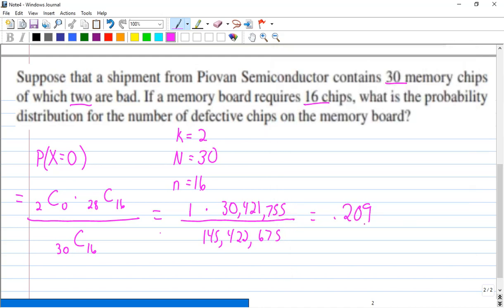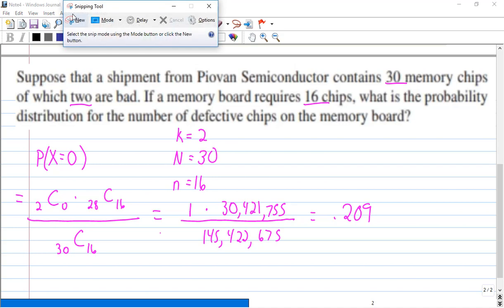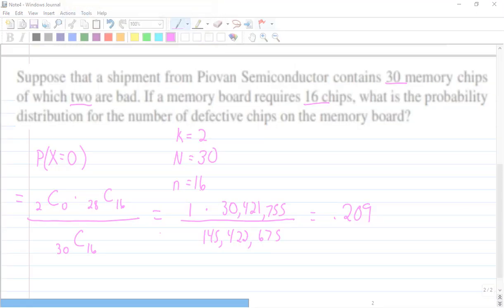So the probability that if we randomly selected 16 of the 30 chips, that none of them would be bad is 0.209 or 20.9%. Now you could do this same thing to find the probability of getting 1 bad chip, and you could do the same thing to find the probability of getting 2 bad chips. If you do all 3 of them, then that means you've done the entire distribution. Okay, I'll show you what those answers are. I think they're in your PowerPoint, but I'll put those up here.